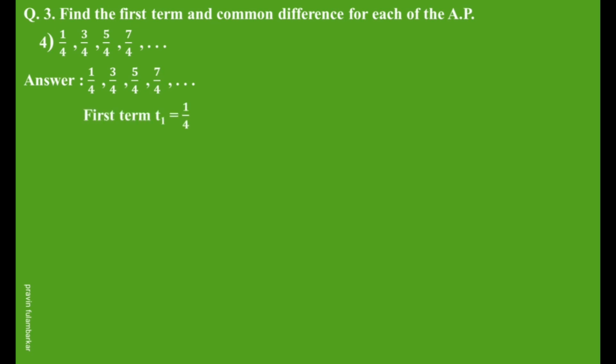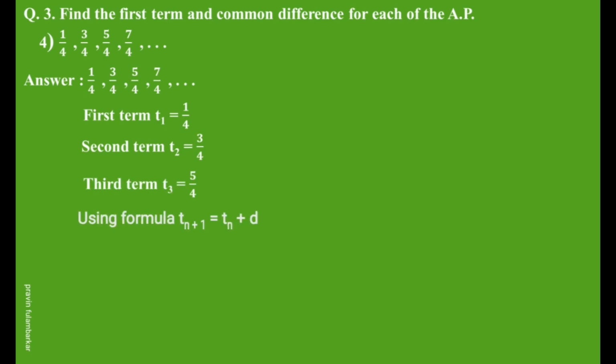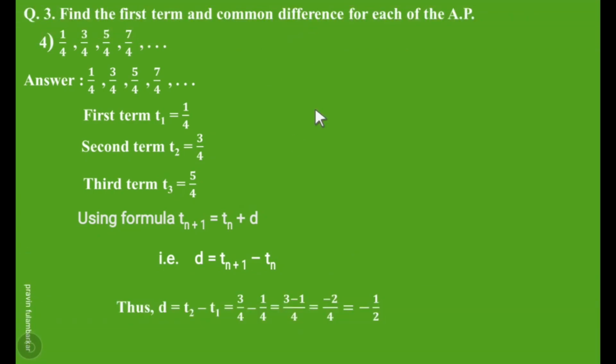So we write t1 equals 1 by 4, t2 equals 3 by 4, t3 equals 5 by 4. Using the formula tn plus 1 equals tn plus d, we use d equals tn plus 1 minus tn. So we write d equals t2 minus t1. So we get here 3 by 4 minus 1 by 4. Here is one print mistake. The base is the same, 3 minus 1, so we have to write plus 2. So we get 2 by 4, which is plus 1 by 2.